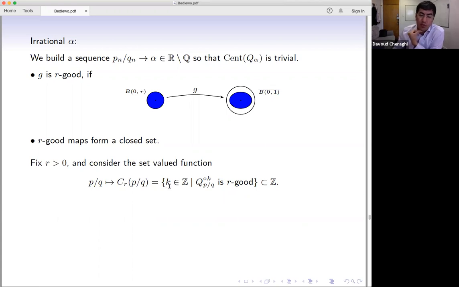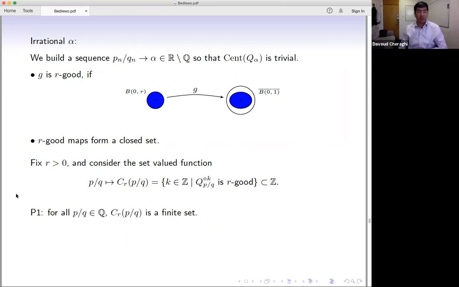Note that we're taking all integer values. There are the positive iterates, and also when I talk about the negative, backward iterates, I'm taking the branches that are defined near 0. So I take k backward iterates at 0, and that backward iterate must also be defined on the disk of radius R and map into the disk of radius 1. This set-valued function has some nice properties that I will explain in the next few slides.